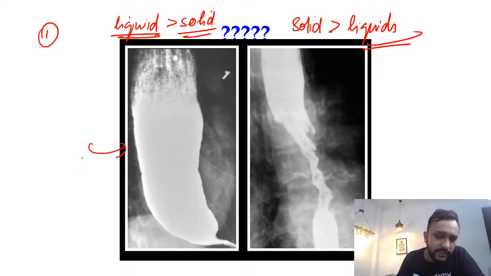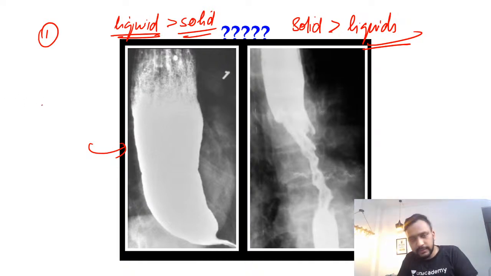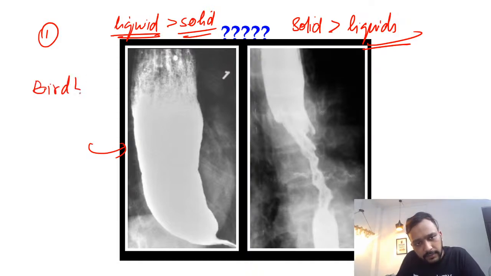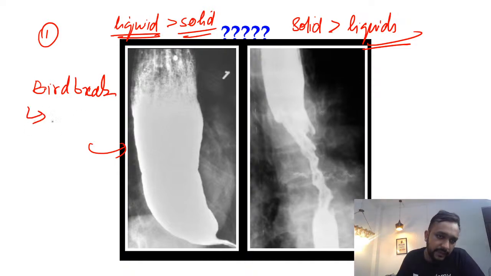So guys, in the first case, we can see on this barium swallow a bird's beak appearance. And this bird's beak appearance is seen in a case with achalasia cardia.